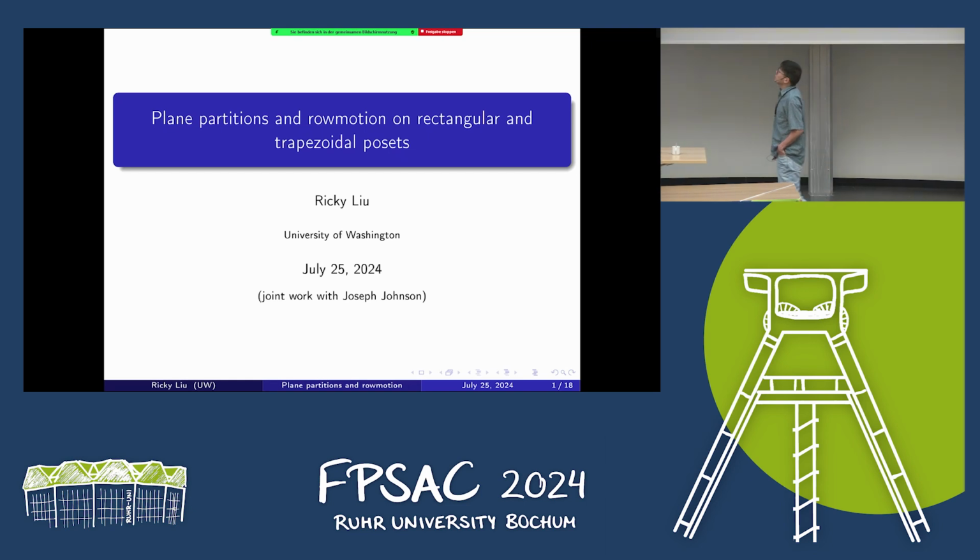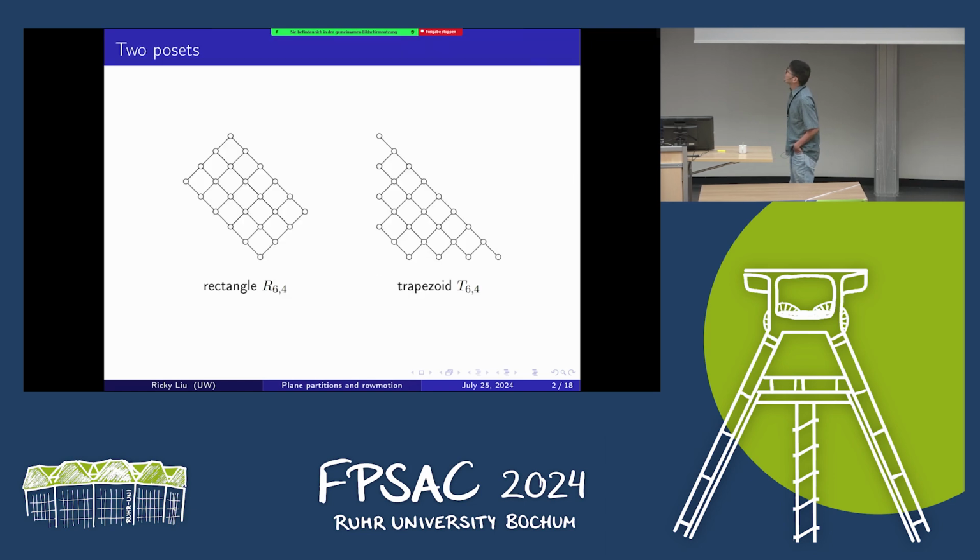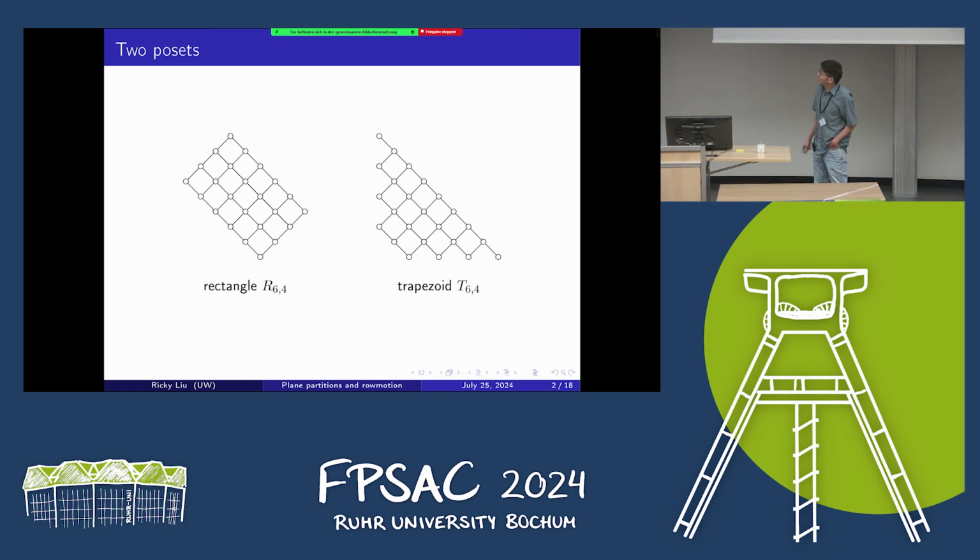So let me tell you about what these two posets are. These are examples of the two posets. The first one is the rectangular poset. It's just a product of two chains. This is the rectangle R64. And the other poset is the trapezoid T64. You can probably just see, you chop off the bottom triangle bit, and you stick it on the top here. So these are the two posets.